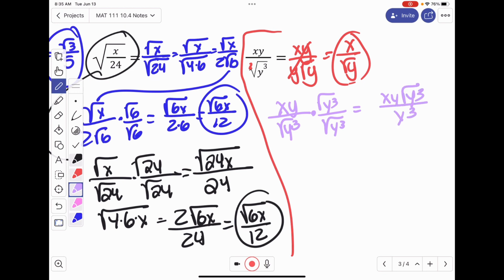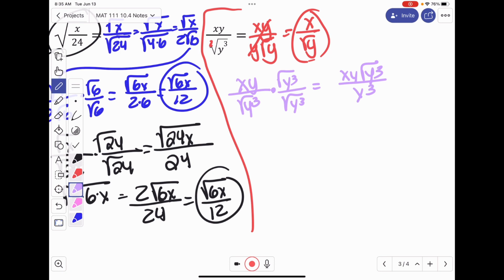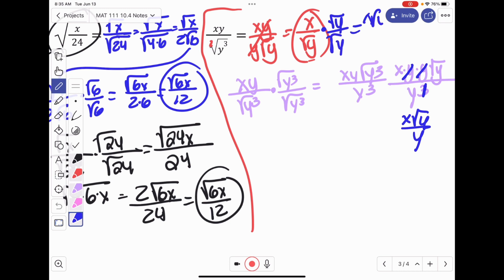cubed. Then we would reduce, so this would end up being xy times y root y over y cubed. If I take 2 of these out, there's 1 left down here. So I get root y over y, because here I didn't finish. I forgot to get rid of the square root. So again, it doesn't matter what order you do it in, just make sure here you wouldn't have gotten full credit because there's still a radical.